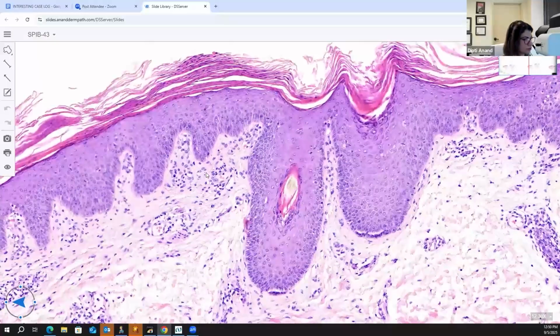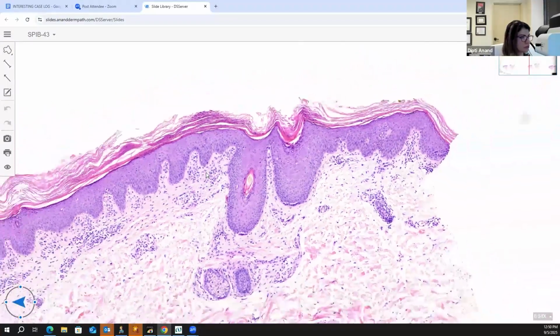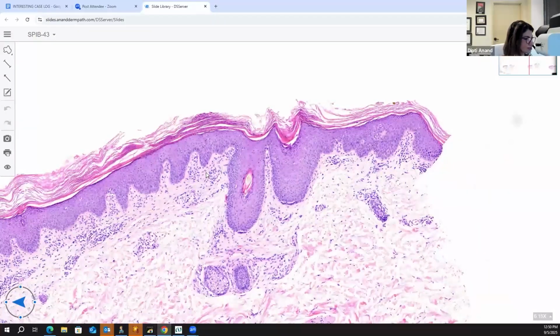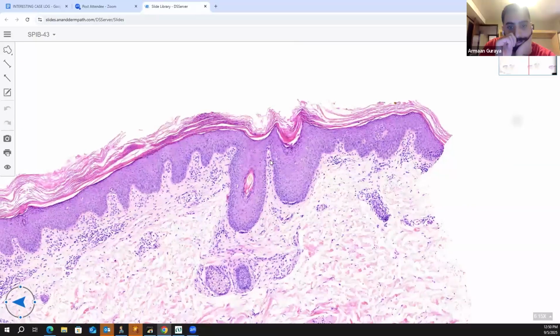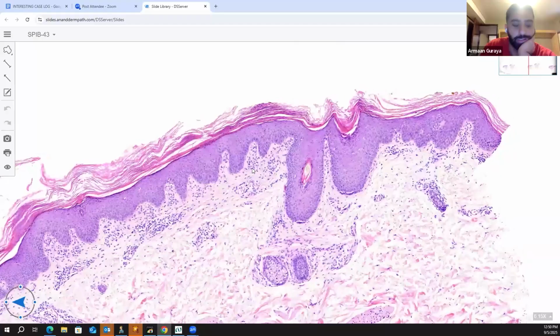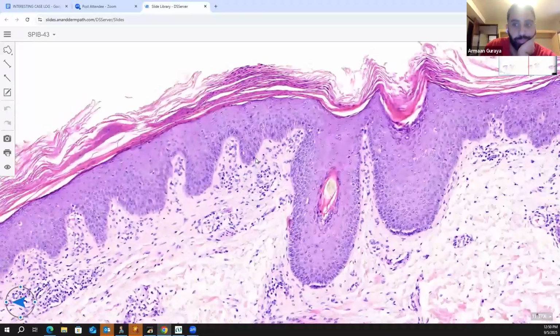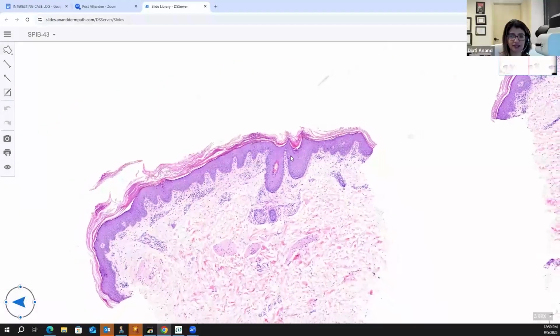Anybody from the Frontier group has any other thoughts? Do they want to add to it, or does everybody agree? I thought it was actually more like seborrheic dermatitis and subderm. Okay, so one step beyond that.